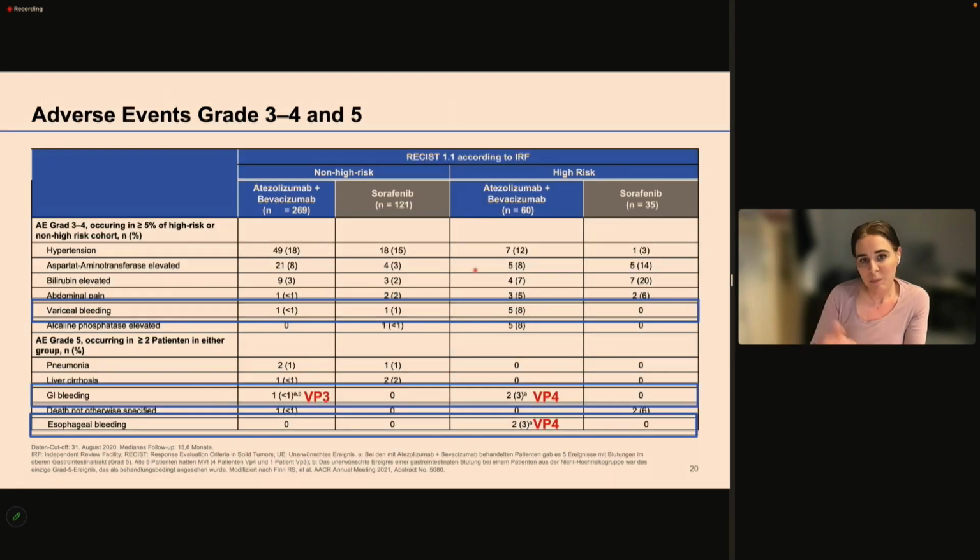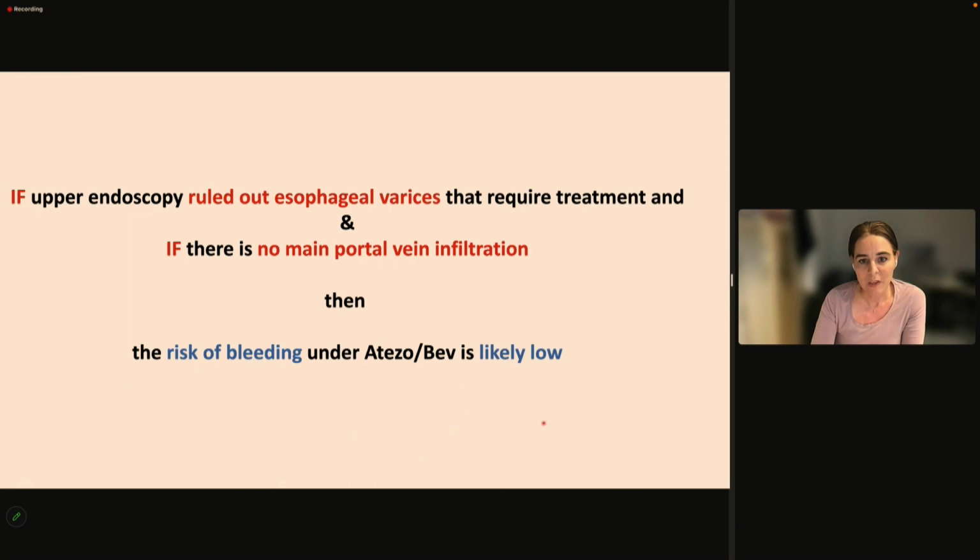So coming back to the bleeding, if we now split our population into the non-high risk on the left side and the high risk on the right side, and ask where those bleeding events actually happened, we can see that the GI bleeding events basically happen in those patients with main portal vein invasion. Remember that all of these patients, of course, had received prior screening for esophageal varices. So my personal conclusion from this is that if upper endoscopy was performed and is able to rule out esophageal varices that would require treatment, and in addition, if there's no main portal vein invasion, then the risk of bleeding under atezo-bev is probably low.